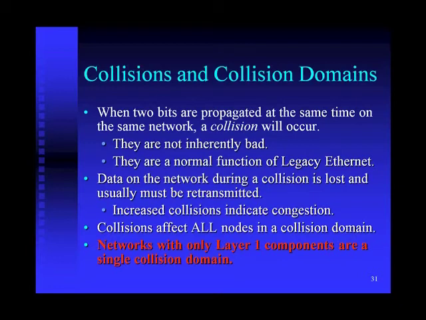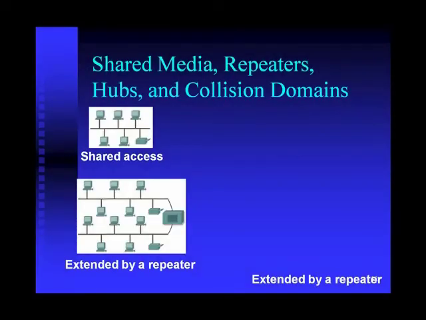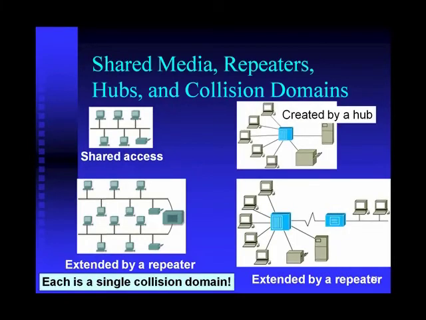Networks with only layer 1 components are a single collision domain. So hubs and repeaters are layer 1. They are all going to be a type of collision domain. Again here, shared access, extended by a repeater, extended by a hub. These are all one single collision domain. In this example, if the first 2 computers communicated at the same time, a collision would happen. That collision would then have to be propagated to every single computer, printer, and hub in that collision domain, causing some latency, some delay in our network.